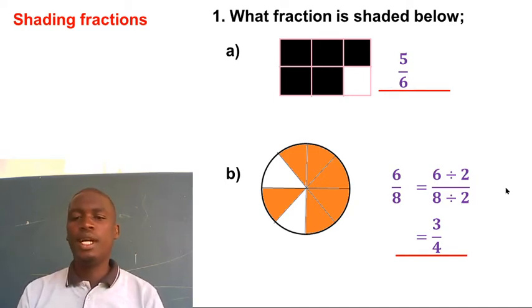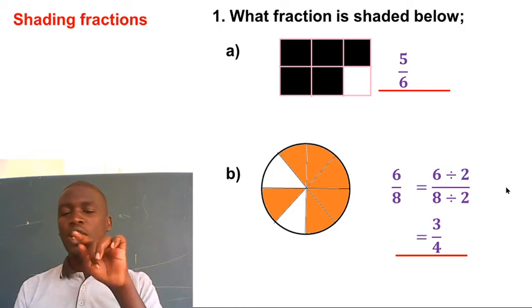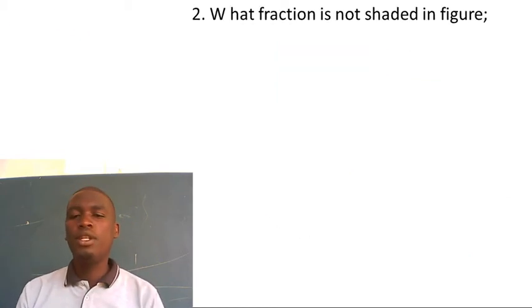So that is that. When you divide 6 by 2, you get 3, and 8 by 2, you get 4. So the answer is 3 out of 4. Another way of writing 6 out of 8, when we are looking at equivalent fractions, is 3 out of 4. Let's go to the next.